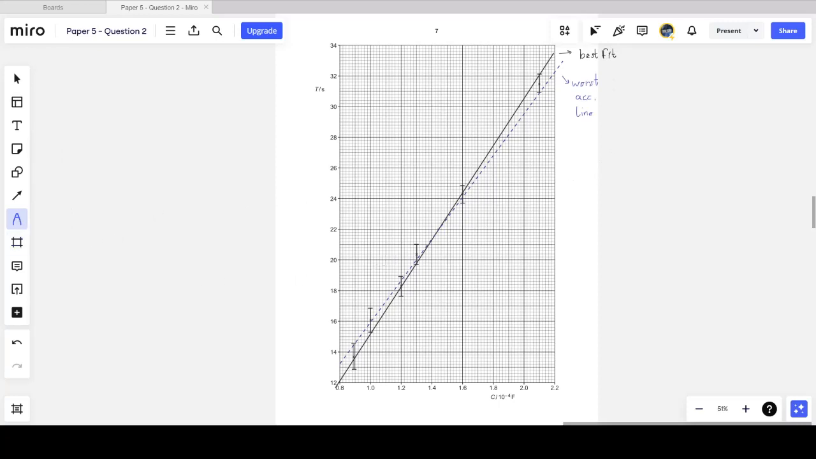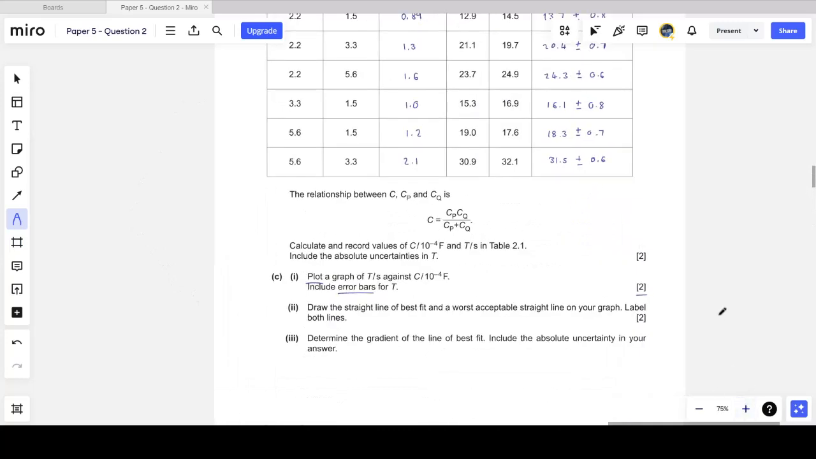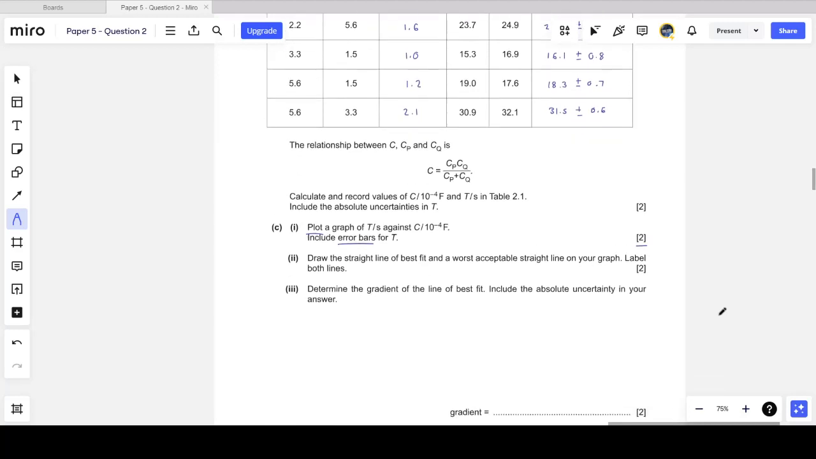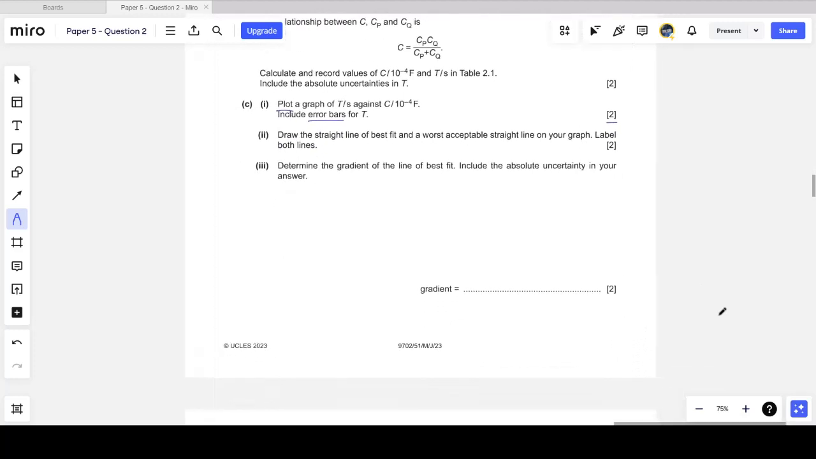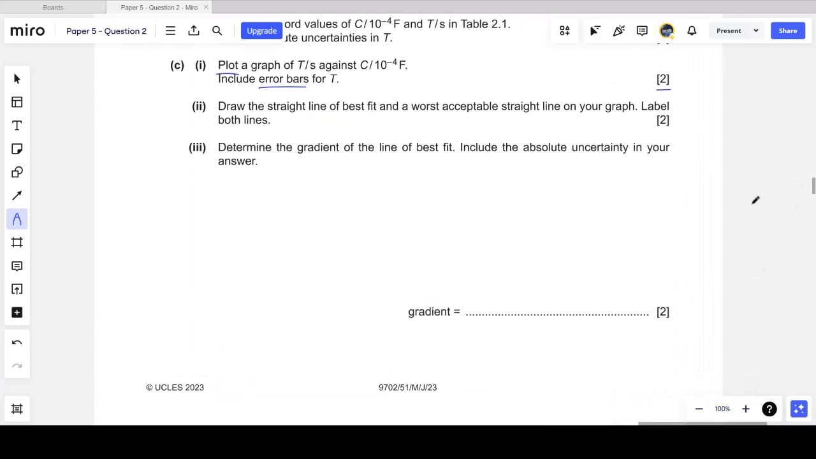And so I have my best fit line and my worst acceptable line. And I have to be very careful that I draw those to the best of my ability. Because how I plot them will determine whether or not I'll score the mark for the line of best fit. And so precision and accuracy and those sorts of things are as important as they'll always be in a lab.